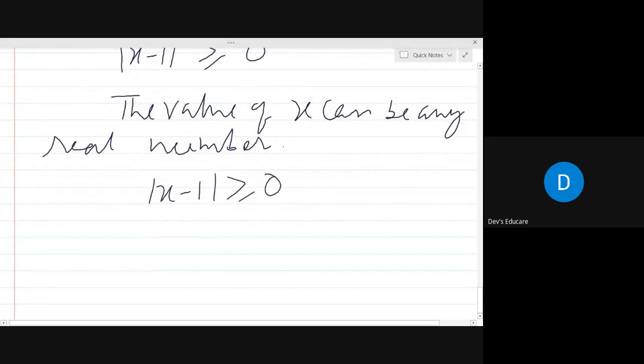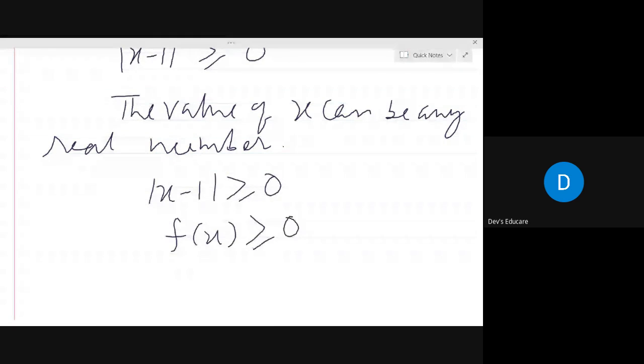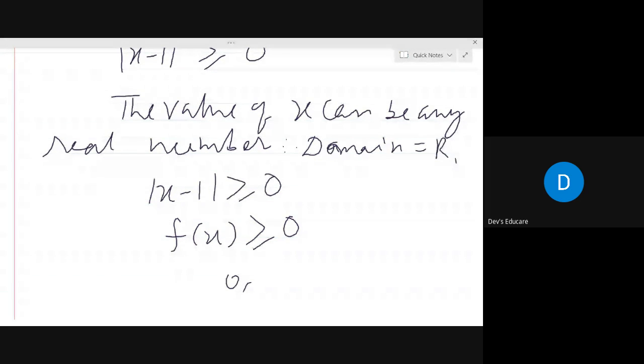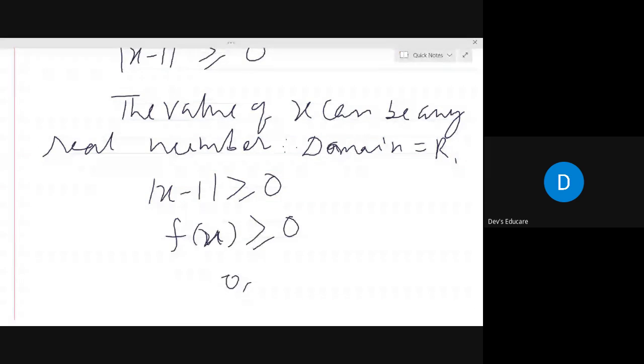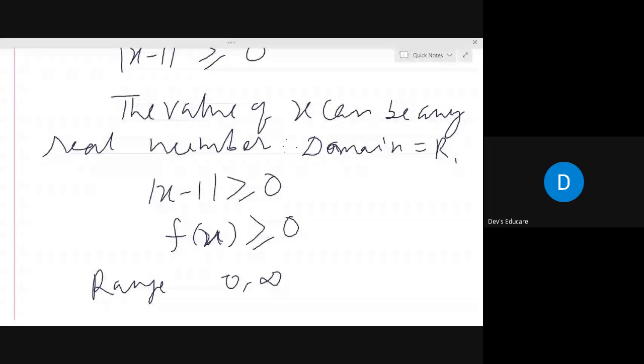So mod of x minus 1 is f(x). f(x) is greater than or equal to 0. That means फंक्शन की वैल्यू 0 से इंफिनिटी. अच्छा, यहां से डोमेन पहले लिख लो. Therefore domain equals any real number. और रेंज क्या होगा? Range is always the value of the function, and we see that the value of the function is greater than or equal to 0. So range will be 0 to infinity.